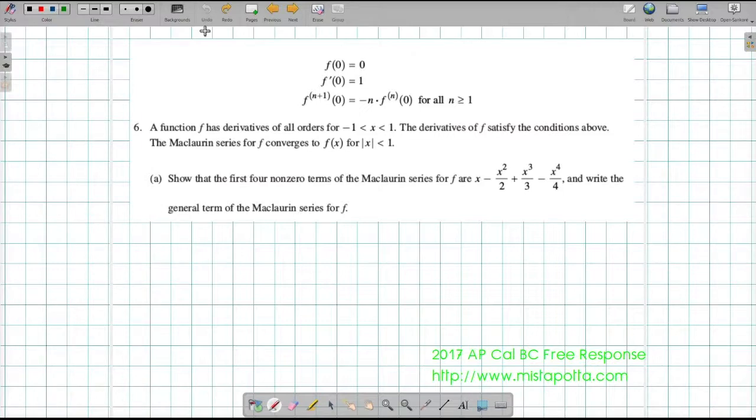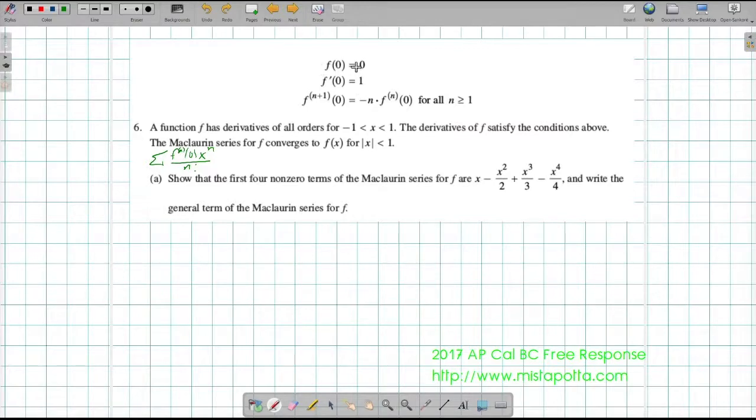And this brings us to problem 6. Problem 6 is a function f has derivatives of all orders of magnitude for -1 less than x less than 1. The derivatives of f satisfy the conditions above. The Maclaurin series for f converges to f of x for all absolute value of x less than 1. It says show that the first 4 non-zero terms of the Maclaurin series are given by this, and write the general term. So remember, the Maclaurin series is the sum of the nth derivatives at 0 times x to the n over n factorial. So I need to find these derivatives, and luckily they've given us a start.